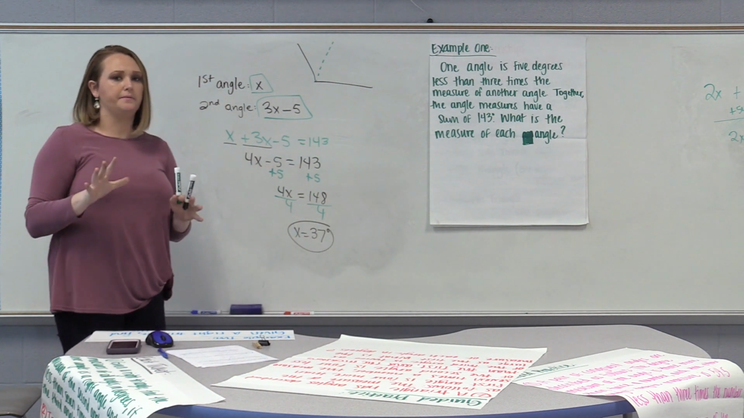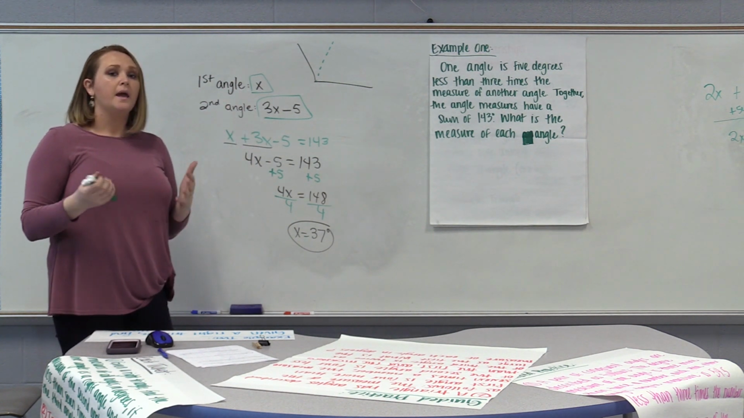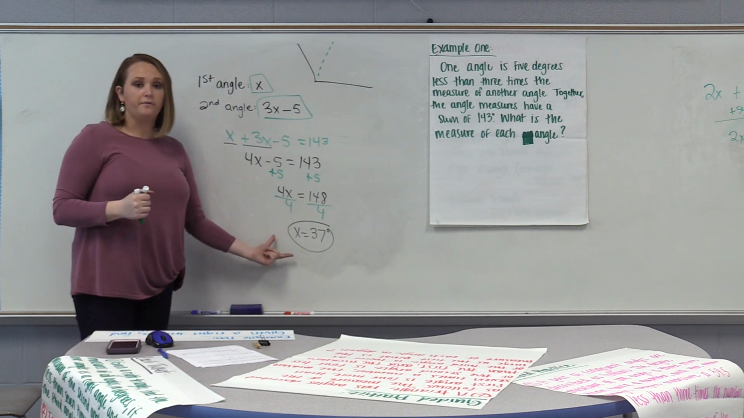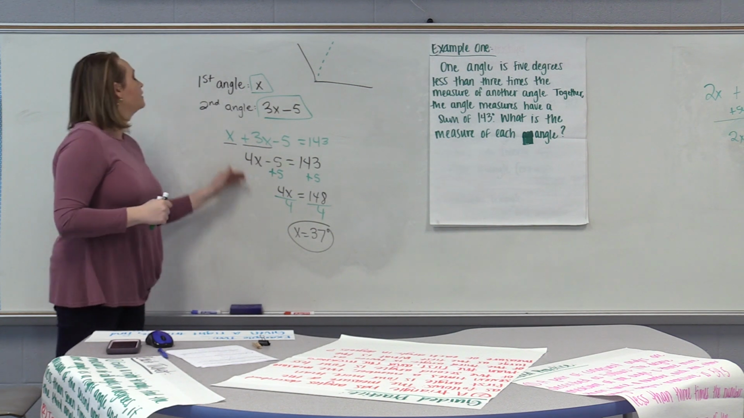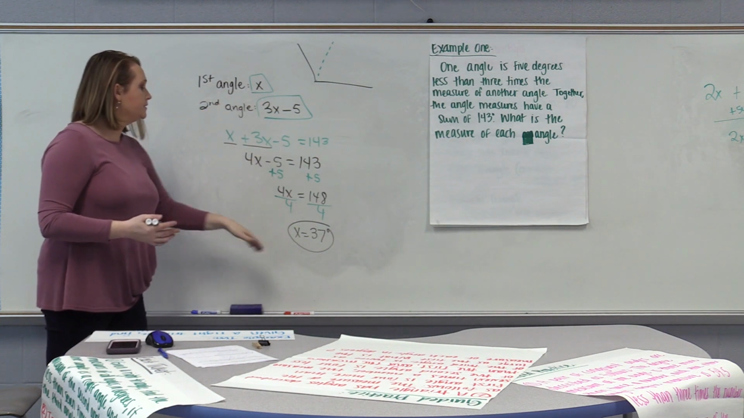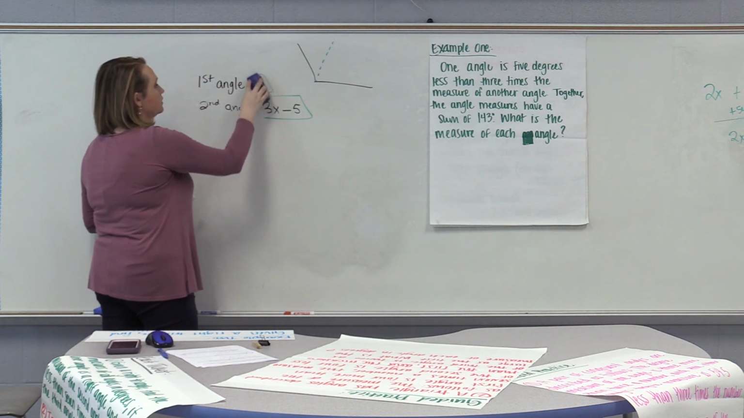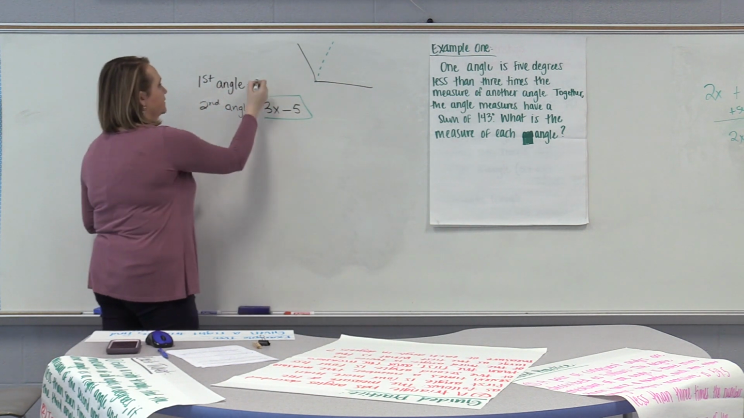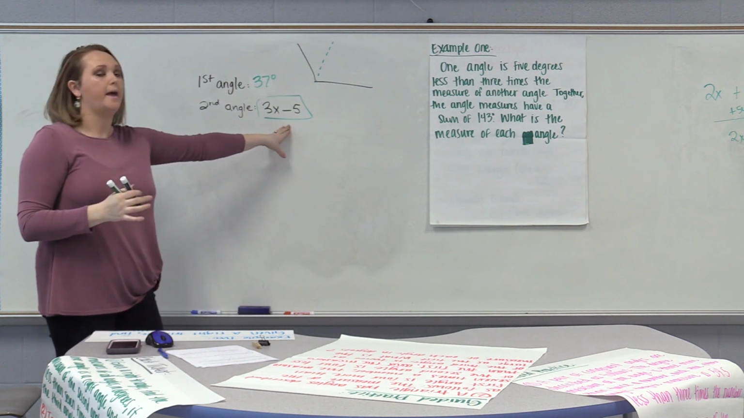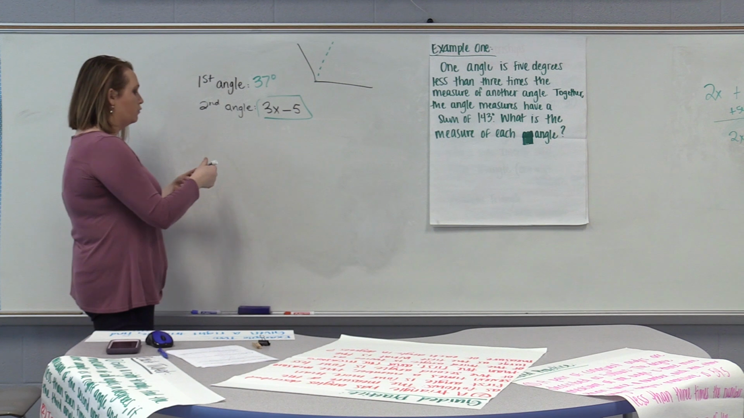Now remember, in this type of situation, we're applying what we know about linear equations to solve this problem. And the problem asks, what are the measures of the two angles? So I'm going to use this value of x to figure out that answer. My first angle was pretty simple. It was just equal to x. Well, if x is equal to 37, then I know that my first angle is equal to 37 degrees. My second angle is equal to 3x minus 5. So I'm going to substitute in 37 for this measure of the second angle.